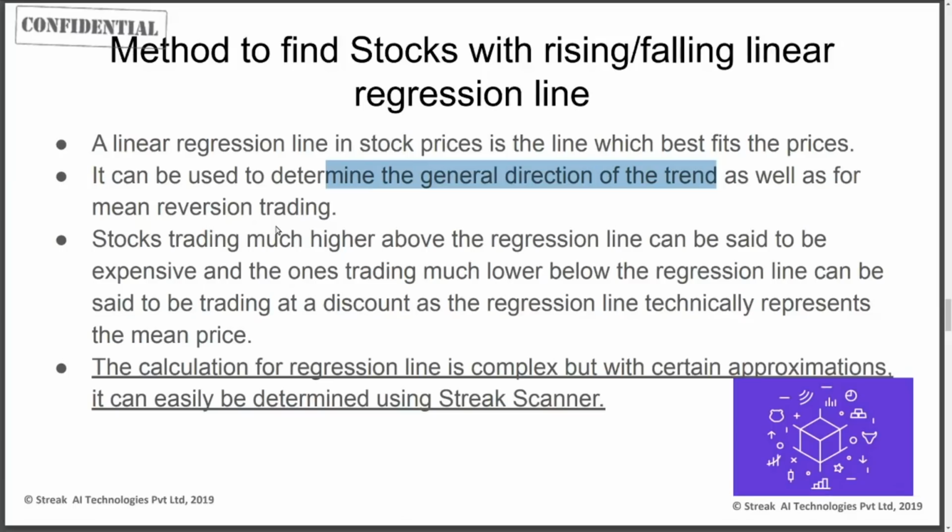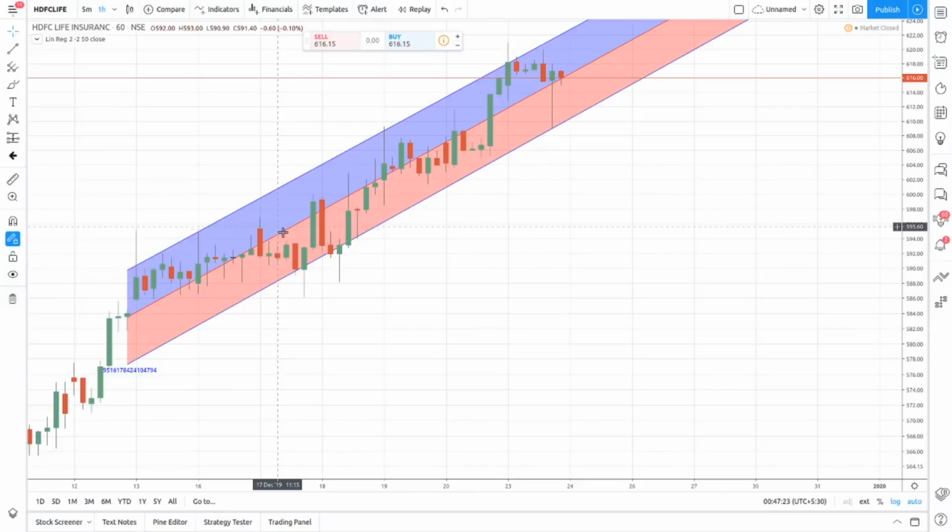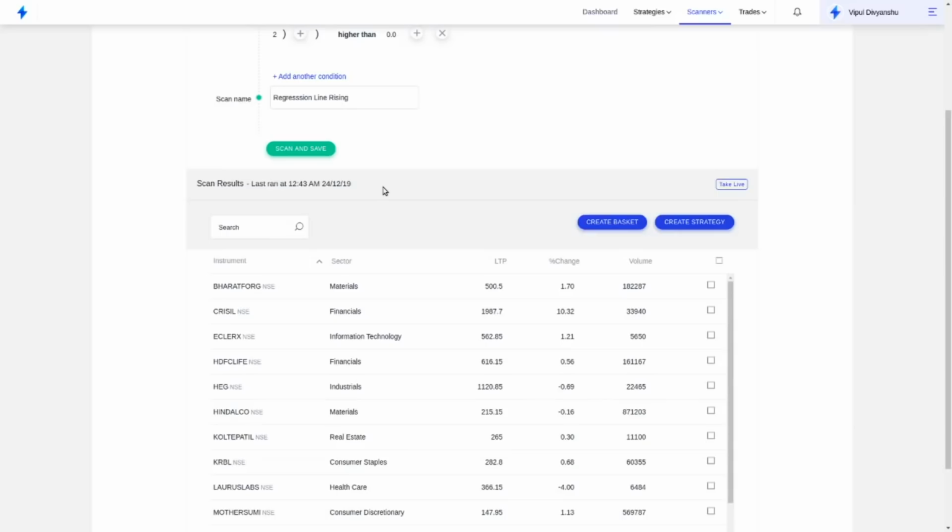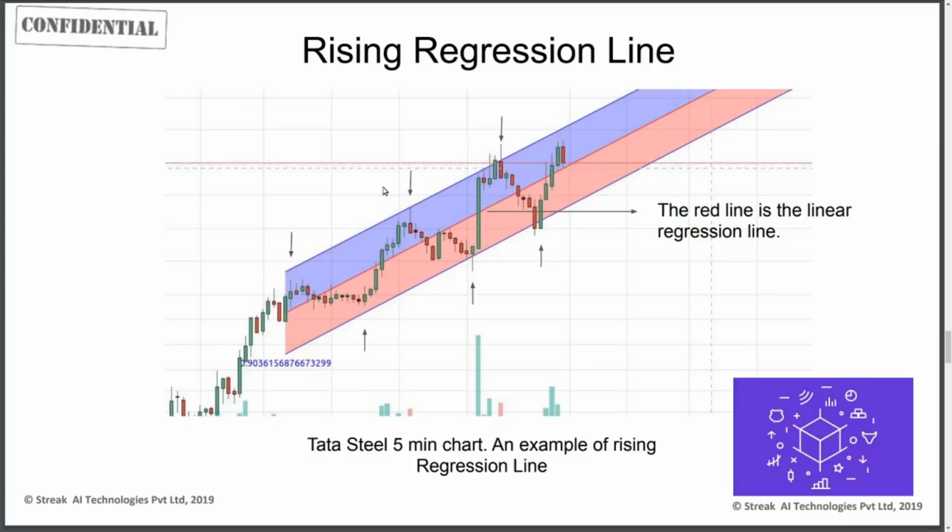The other technique, which is a bit riskier, is mean reversion, where if the price touches the bottom band, the trade is taken as a buy, because being below the regression line indicates a discounted price. Mean reversion basically says that the price will go up towards the line itself. Okay, so there are multiple ways to trade this. With Streak scanner, you can easily identify which stocks have an upward or rising linear regression line.